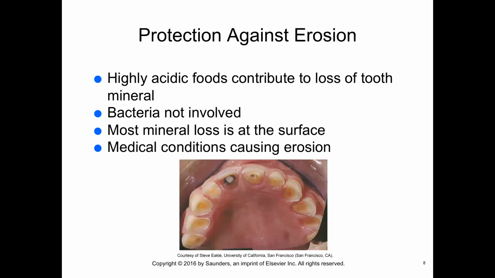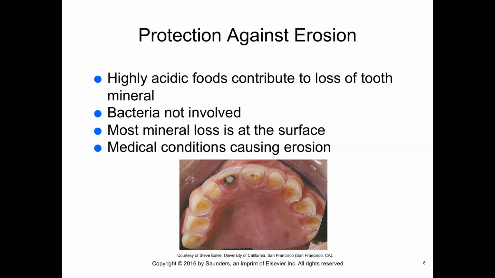The highly acidic foods and beverages that contribute to erosion are citrus fruits, sodas, and wine. Erosion differs from caries in that bacteria are not involved and most of the mineral loss is at the surface. Some medical conditions cause erosion of the teeth by causing stomach acid to enter the mouth. Examples being acid reflux, anorexia, bulimia, GERD.